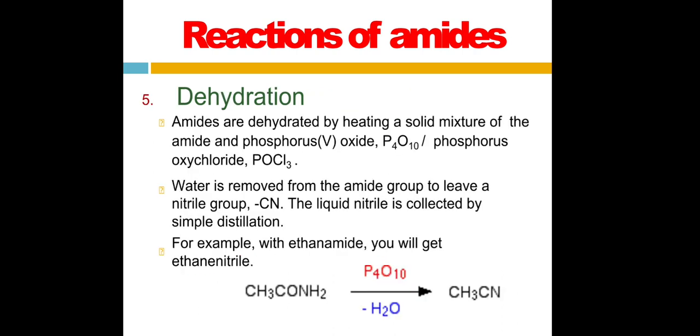Lastly is dehydration. Amides are dehydrated by heating a solid mixture of the amide and phosphorus oxide. Water is removed from the amide group to leave a nitrile group. The liquid nitrile is collected by simple distillation. For example, with ethanamide, we'll get ethanenitrile. Here is the example equation.